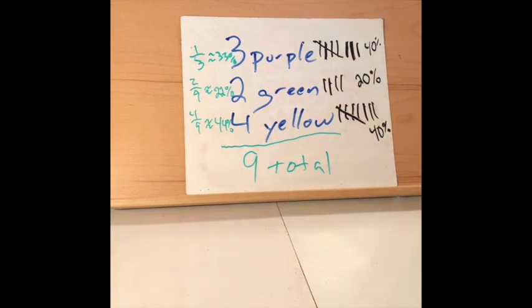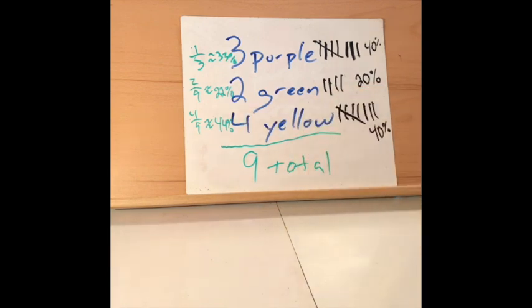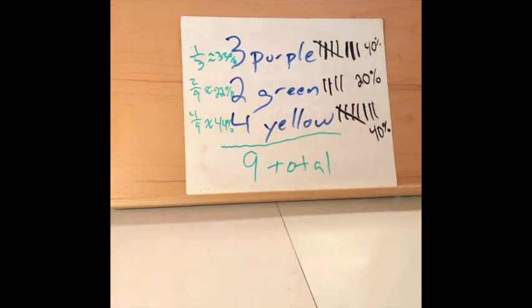As you can see, we didn't do bad. Got a little more purple than we should have. Got a little less yellow than we should have. I don't think you can do much better than that. 5/20 would have been 25%. So that's about as close as we're going to get on the greens.